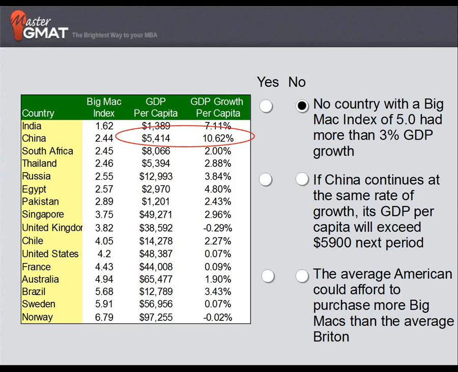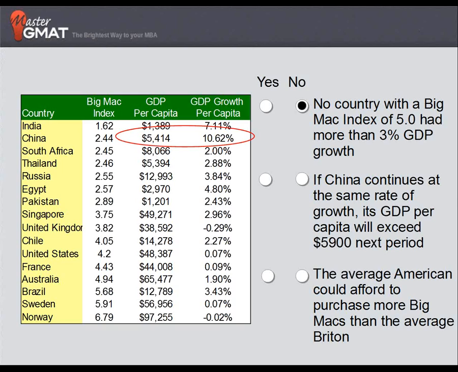So if we want to calculate what the rate of growth will continue at and what its GDP will be next year, we simply add 10% to the current value. So we multiply 5414 by 1.1. You can do this on the calculator again, but we like to emphasize ballparking at Master GMAT. So what we can do is a little shortcut. Instead of calculating 1.1 times 5414, we're going to add 10%.